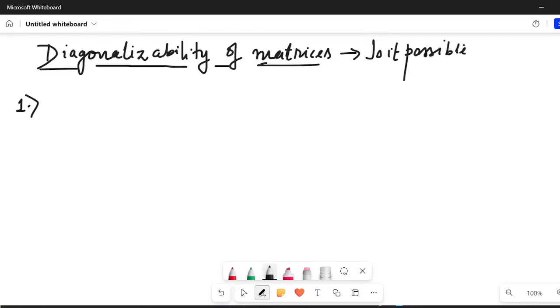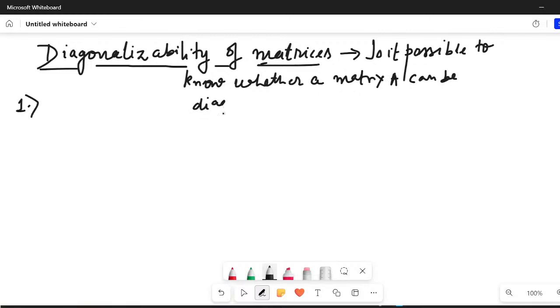Is it possible to know whether a matrix A can be diagonalized or not? So there are a few points that I'm writing without proof.